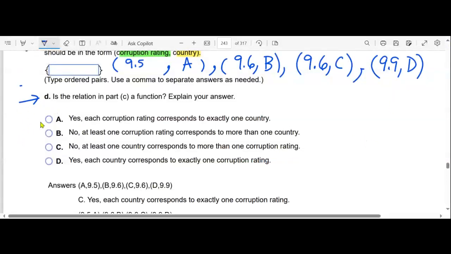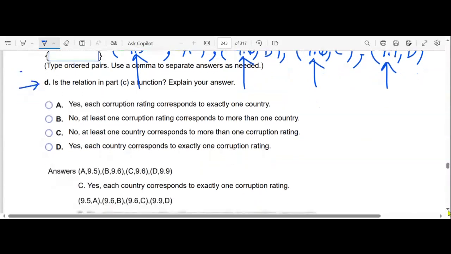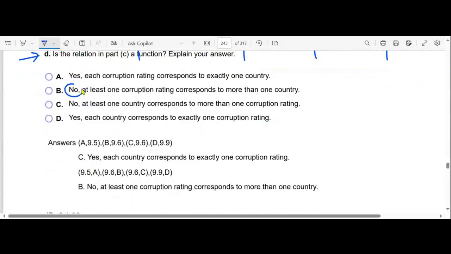D. Please explain. What's D say? Is the relation in part C a function? Explain the answer. Is this a function? Look at the x values. Are the x values repeated? Yes. So in this case, we say what? No. So we have two no's. Which one? B. Can you please read B? No, at least one corruption rating corresponds to more than one country. Is this clear?